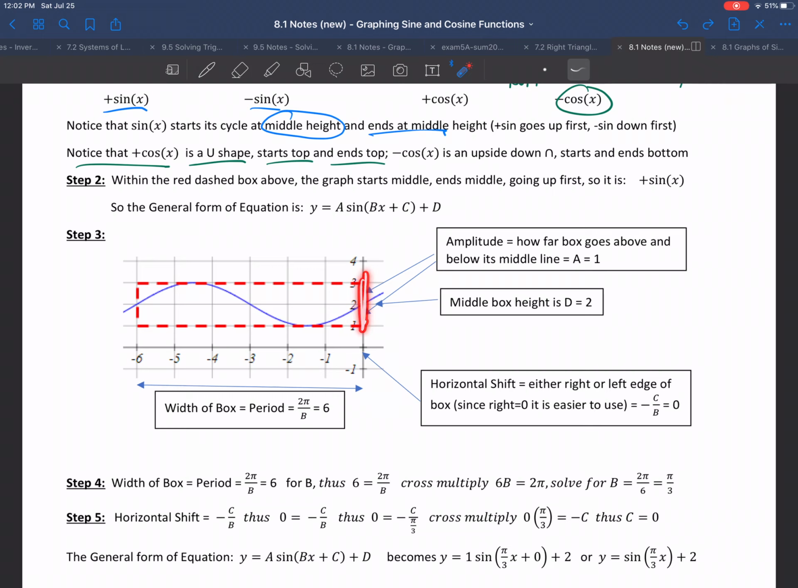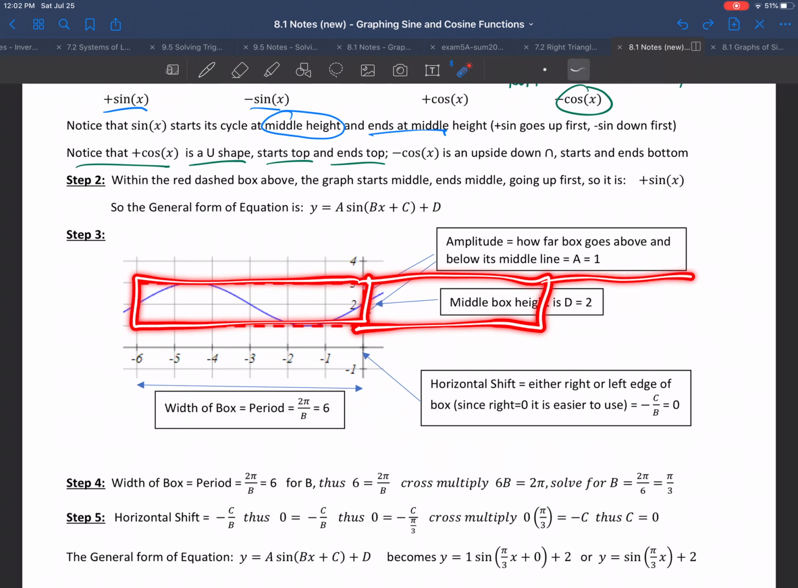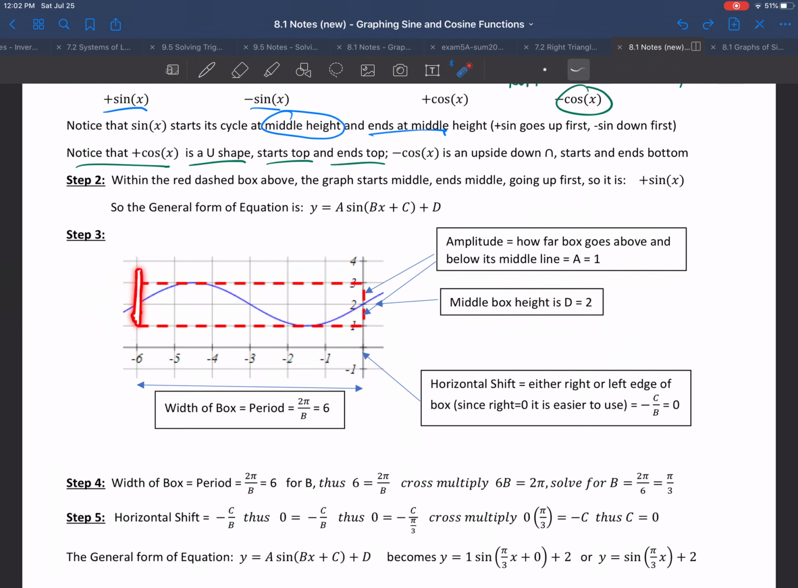Well, you got to look at the right edge or the left edge. It doesn't matter. Why? Because the boxes repeat forever, right? These boxes repeat forever to the right and the left forever. So you could call this the start of a new cycle because that's the start of this box, or you could call the right edge the start because that's the start of the next box. So it doesn't matter. Right edge, left edge, whatever. Either one is the start of a new cycle.